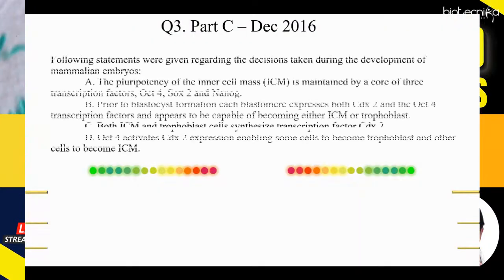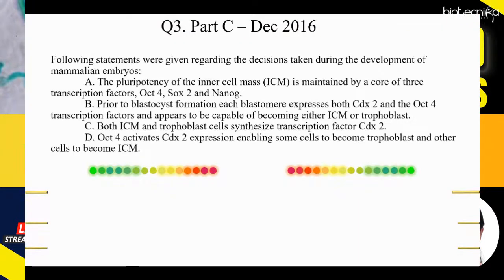All right, the next question is regarding mammals. We already saw Drosophila. The following statements were given regarding the decisions taken during the development of mammalian embryos. You might know that in mammals you have the ICM, the inner cell mass, a group of cells in the blastocyst of mammals.